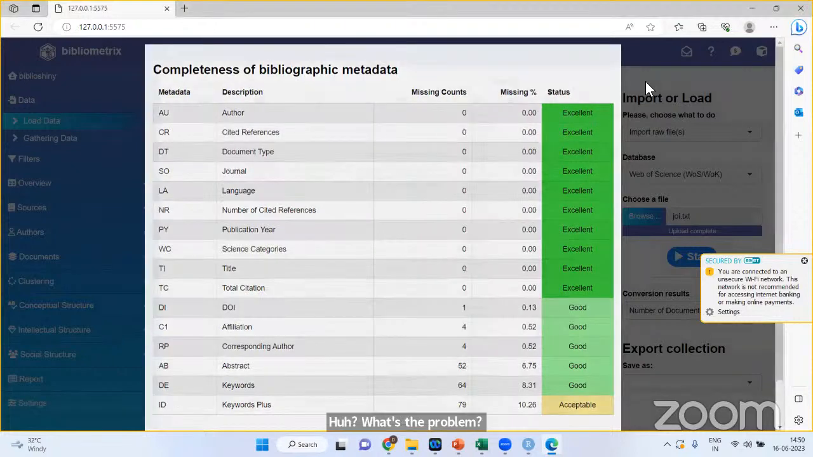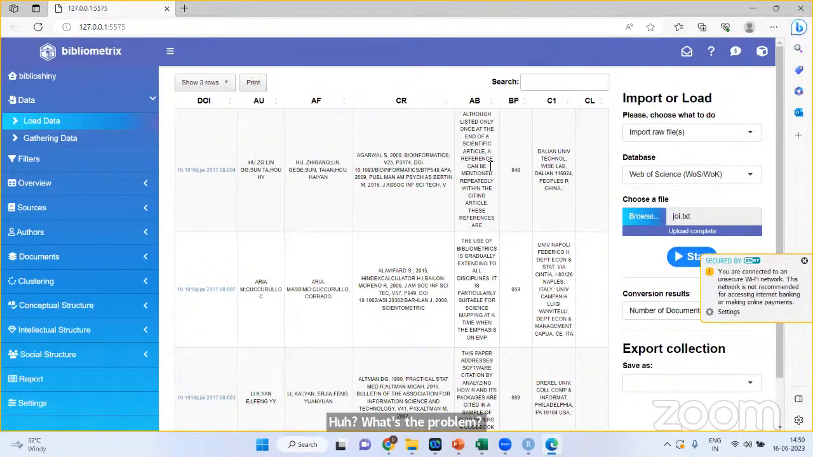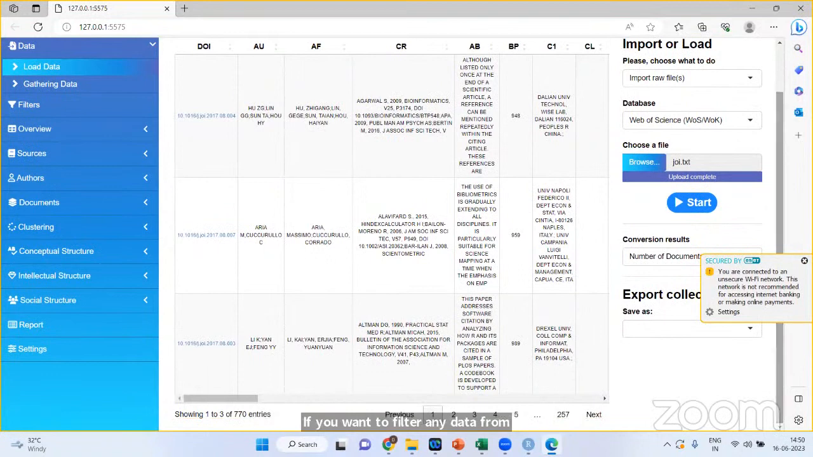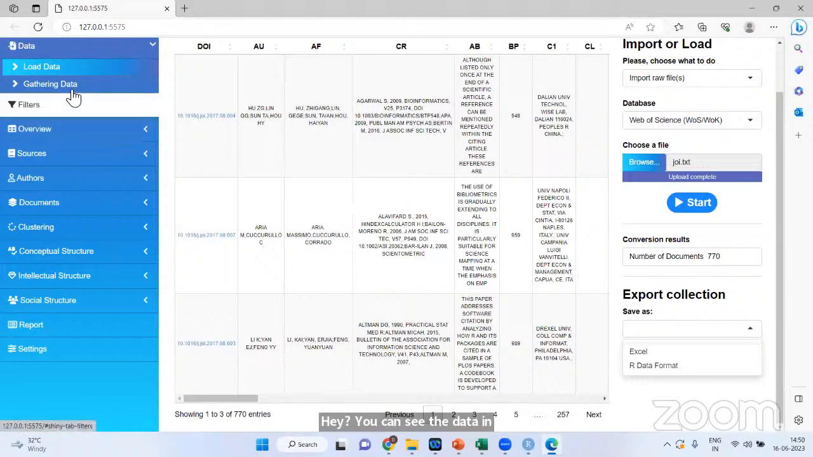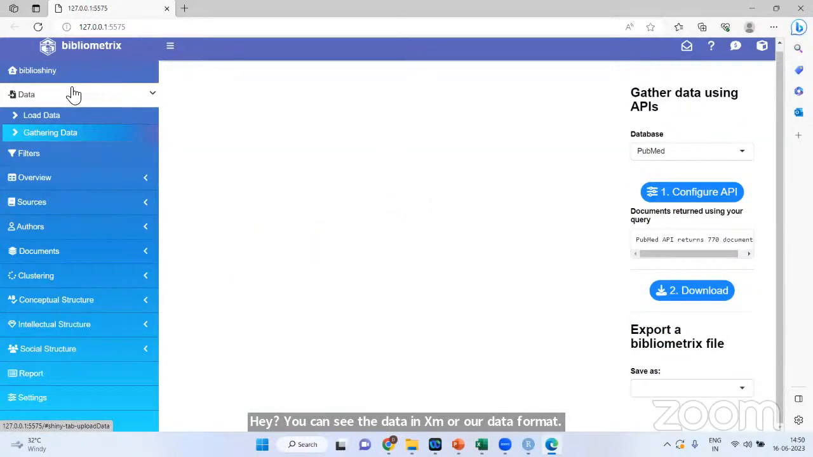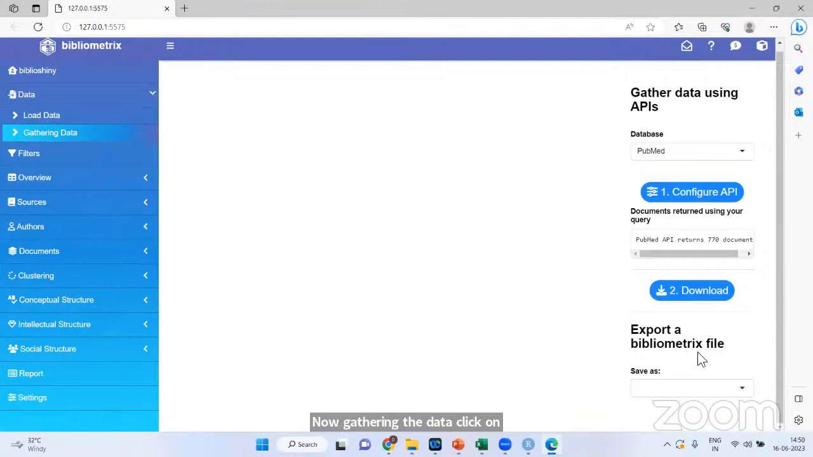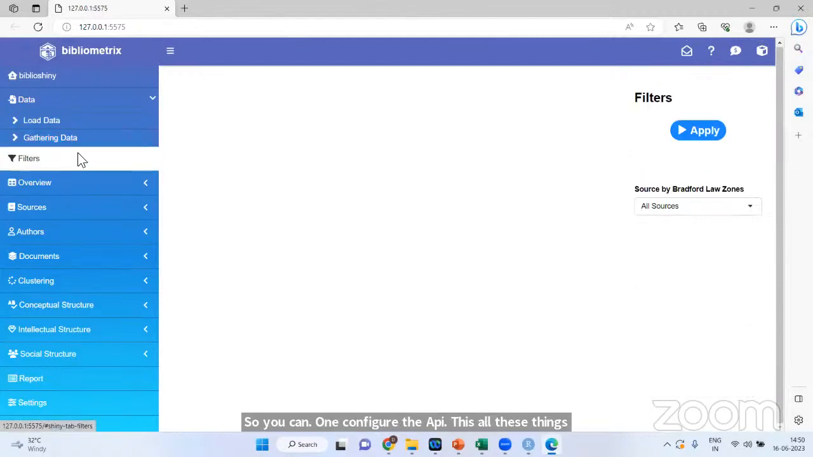Okay. Now, see the data is now in the Excel format. If you want to filter any data from the right-hand side, you can filter it, right? You can save the data in Excel or R data format. Now, gathering the data, click on gathering the data. So you can configure the API. All these things we don't want.